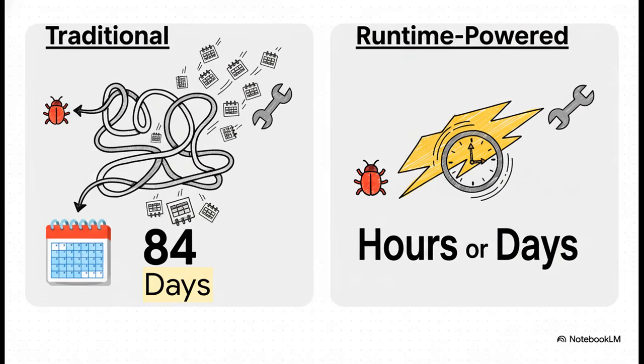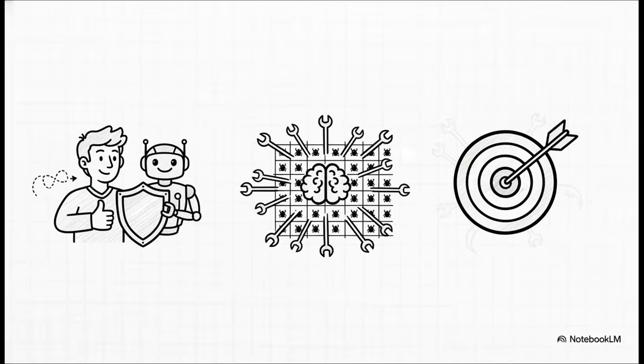And for the really critical stuff, the traditional time to fix a critical vulnerability is about 84 days, almost 3 months. With a runtime-powered approach, you're talking hours or days. That directly slashes the amount of time you're exposed to your biggest risks. And it's not just about speed. There are other major benefits.